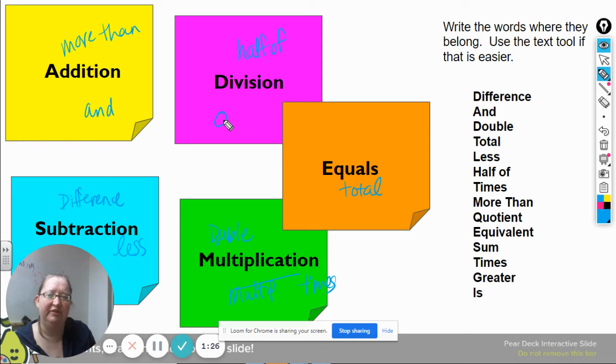Quotient is the answer to division. Equivalent. A sum is the answer to addition. Greater, you're increasing something, so it's getting greater. And I know you might be thinking about the greater than symbol. I didn't give that to you as an option, but greater can sometimes be greater than or equal to. And is another way to say equals. Okay, so these are just common words that are used when we're translating.